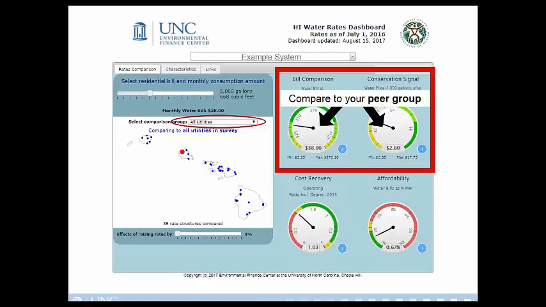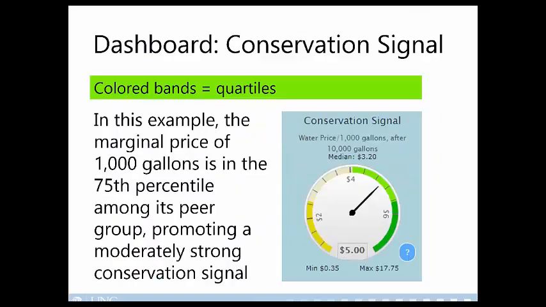Okay, the next dial, which is still in this compare to your peer group section, is the conservation signal dial. And this dial, unlike the other dial that we just went through, these colored bands don't quite mean as much of good or less good. They more just mean they're just designations for different quartiles. So each section there equals 25%.